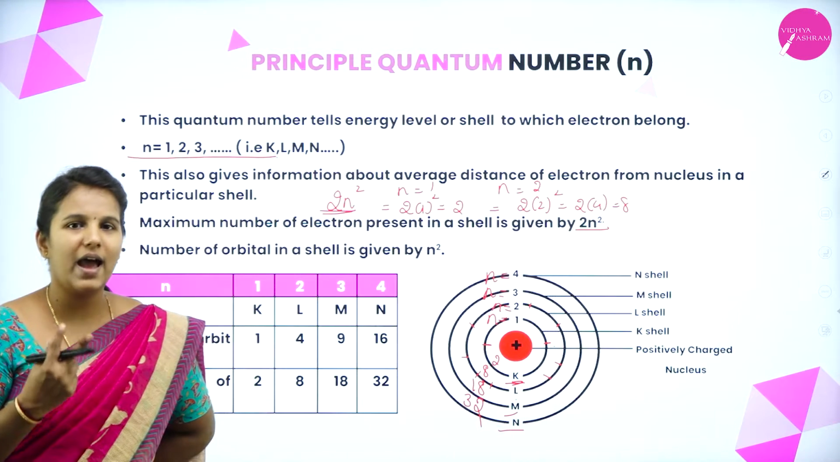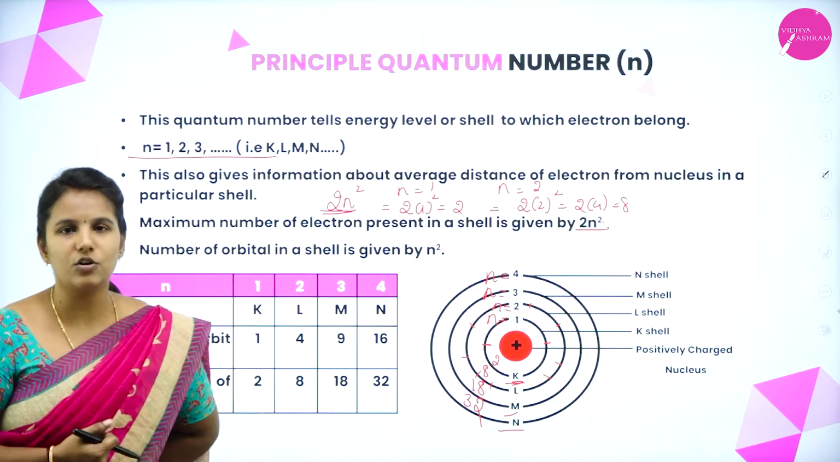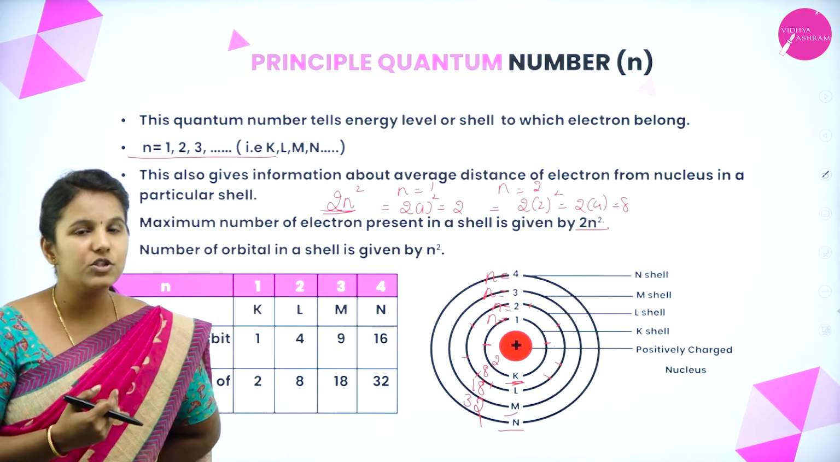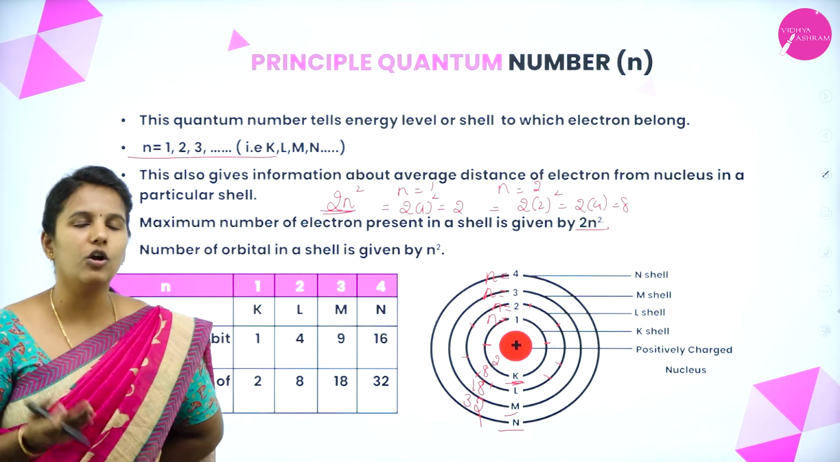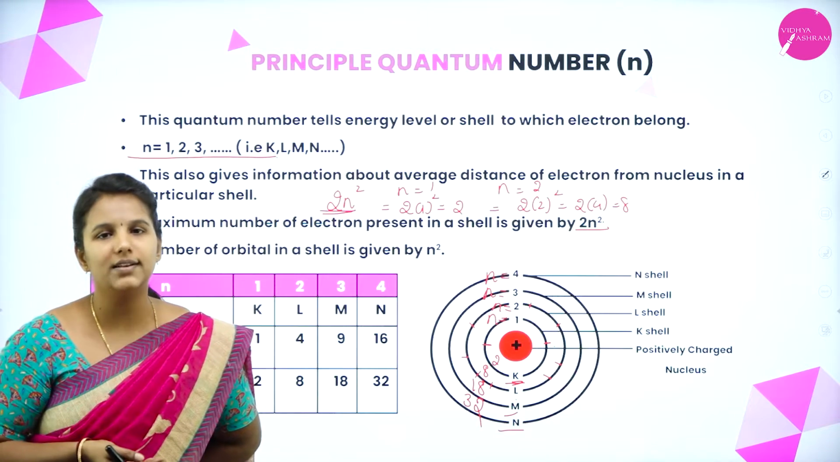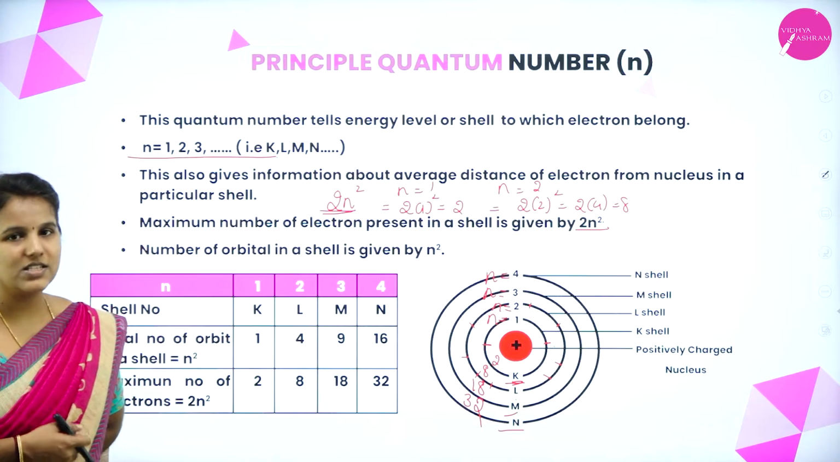That is, the K shell has a capacity to hold only 2 electrons, whereas the L shell can accommodate only 8 electrons, the M shell can accommodate only 18 electrons, and the N shell can accommodate 32 electrons, not more than 32. Hope you understood this concept.